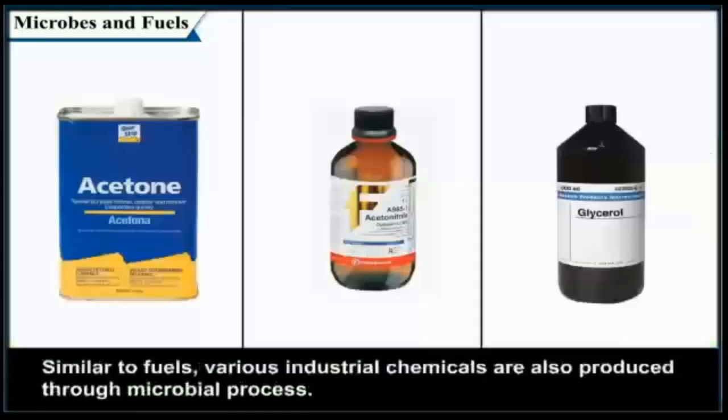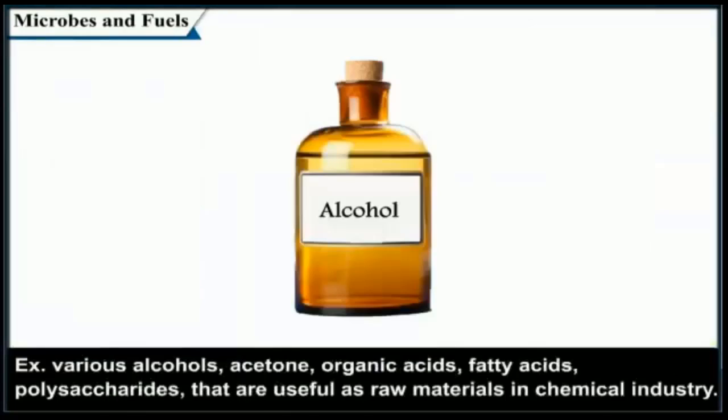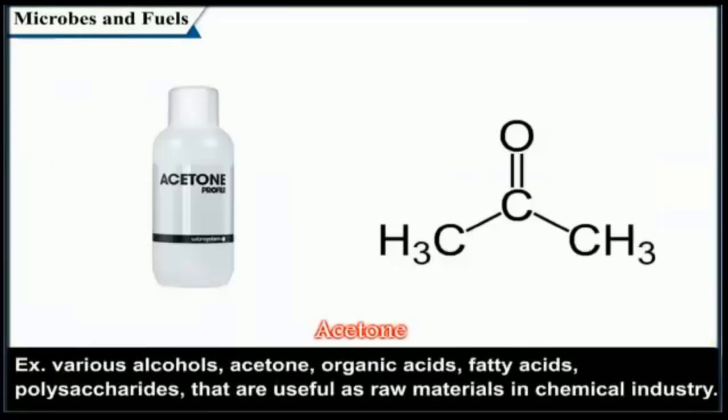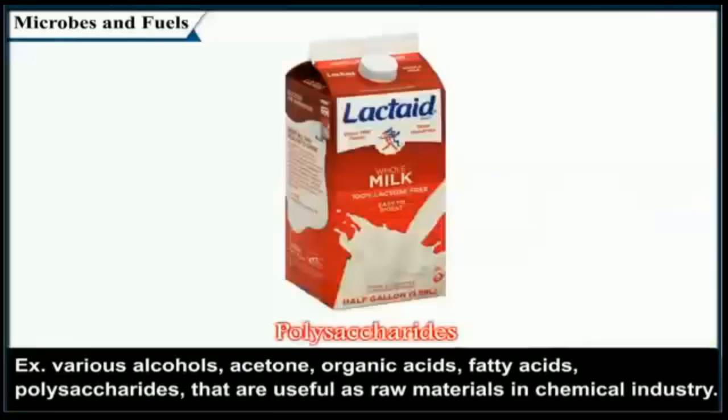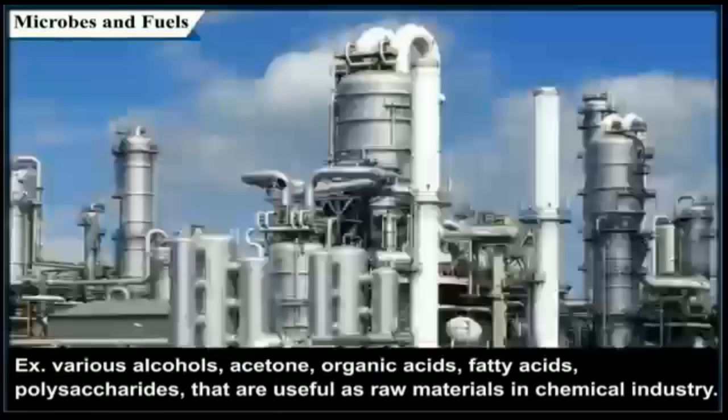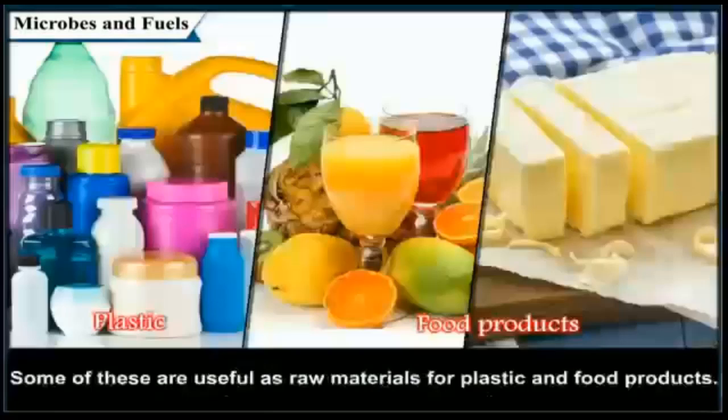Similar to fuels, various industrial chemicals are also produced through microbial processes. Examples are various alcohols, acetone, organic acids, fatty acids, polysaccharides, etc. Now all these are raw materials which are useful in the chemical industries. Some of these are useful as raw materials even for plastic and food products.